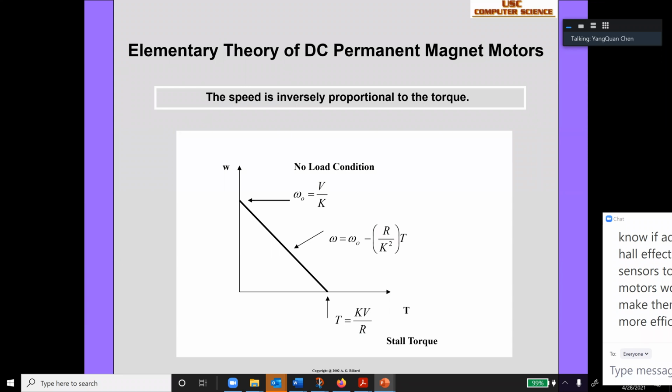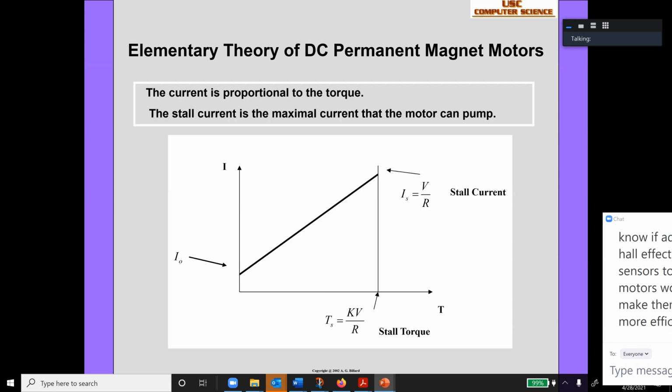This is called the external speed-torque characteristic. Speed is inversely proportional to the torque. So this is the omega. When speed is high, the torque is low. When torque is high, then speed is low. So that's the external characteristic. There is also stall current, when the torque is too high.